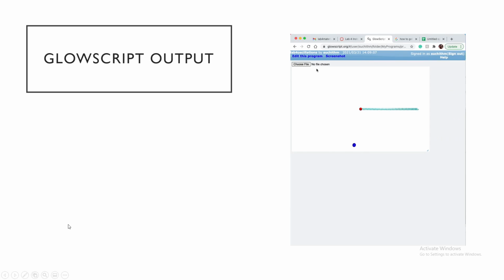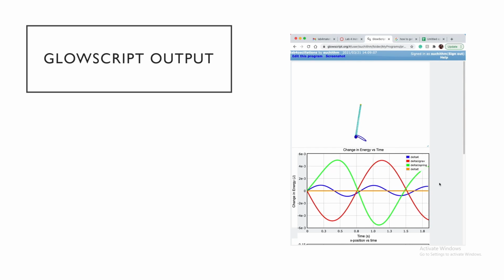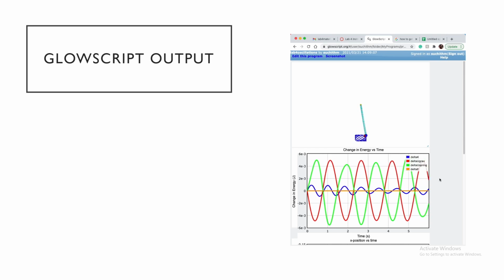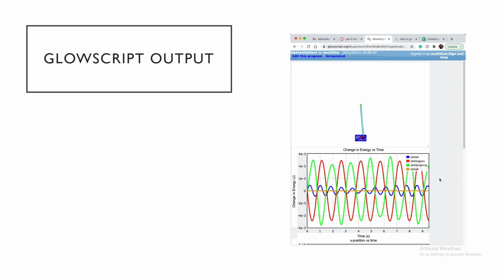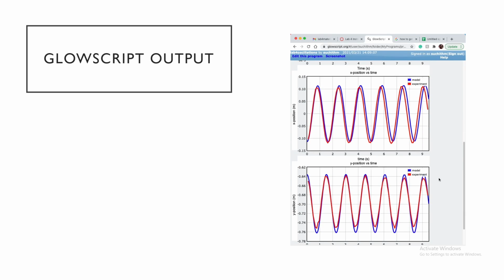And then here is my GlowScript output. As you can see, the position values are closely similar. The red is the experiment and the blue is the model. The small difference can be attributed to the fact that the actual experiment had other forces accounted for, such as drag and air resistance, while the model only accounted for gravitation.